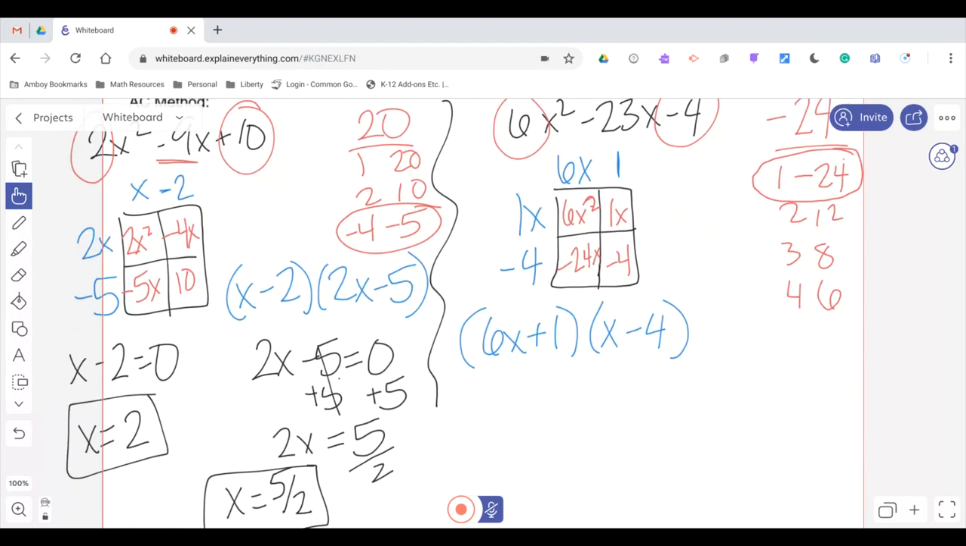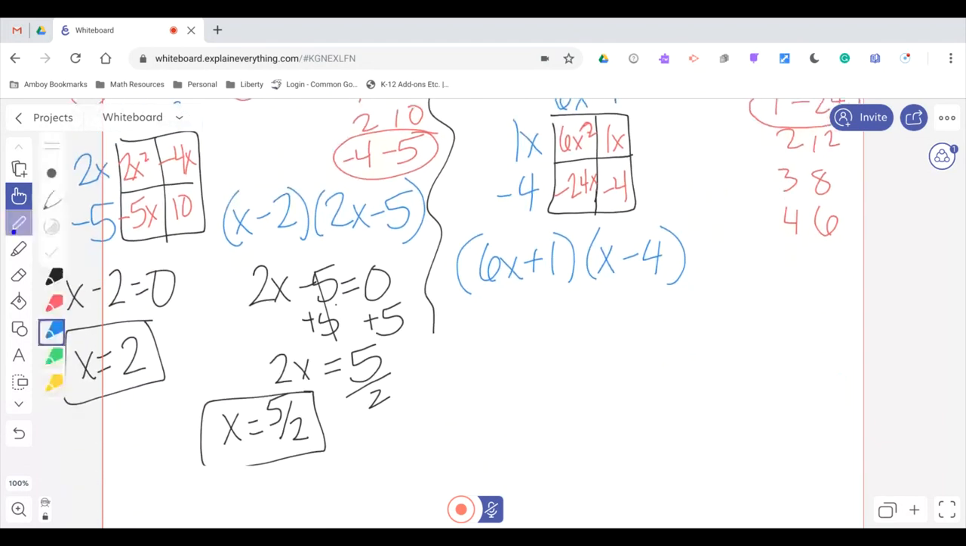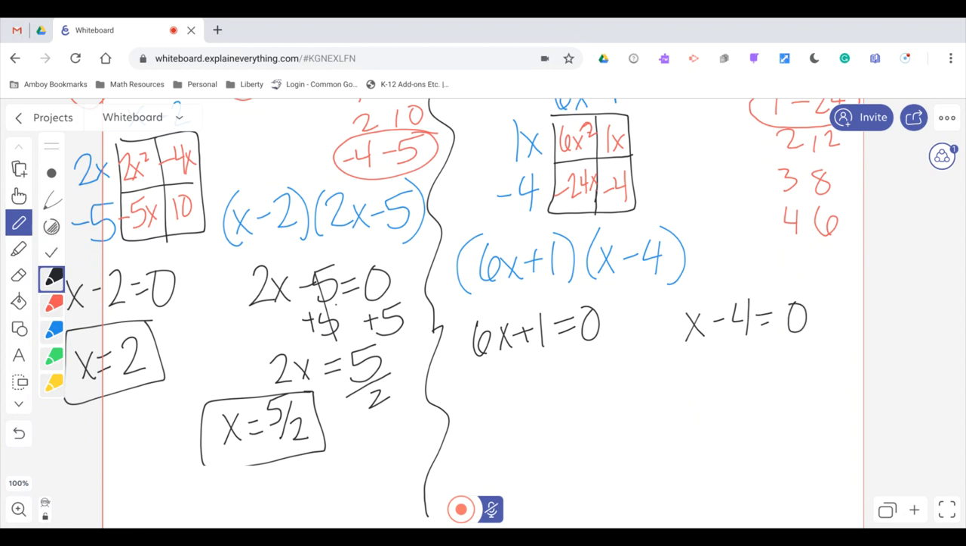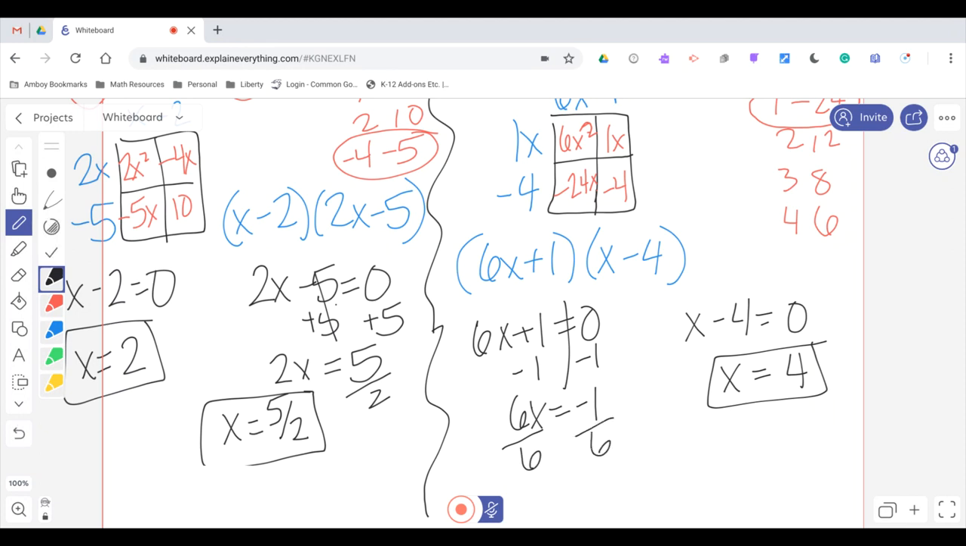I'm going to set both of those equal to 0 and solve. This one on the right is going to be easiest. I'll add 4 over, and I get that x equals 4. This one on the left, I'm going to subtract 1. And then I'm going to divide by 6. And again, I will just keep that fraction, so I'll get that x equals negative 1/6.